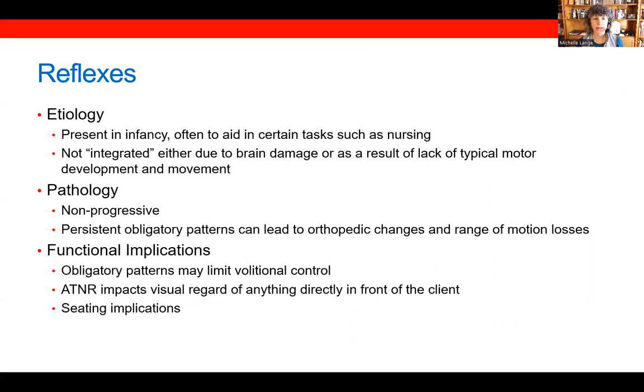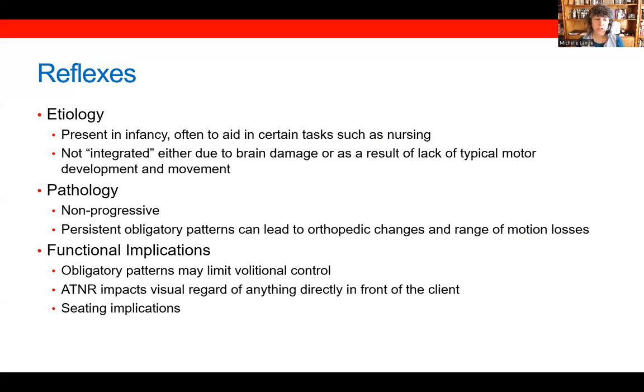But in some of our clients, this may not happen, either because there's damage to certain areas of the brain that prevent this. It could also be that because there's a lack of typical motor development and movement that would integrate those reflexive responses into our brain, that may not happen. Lots of us have some persistent reflexive responses, especially under duress. Some of this can still kind of peek out.